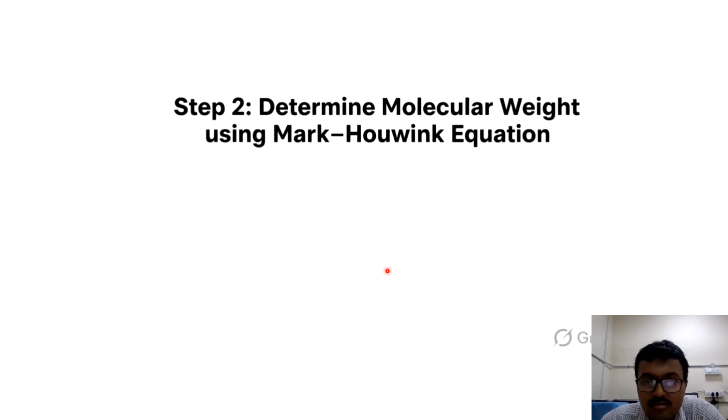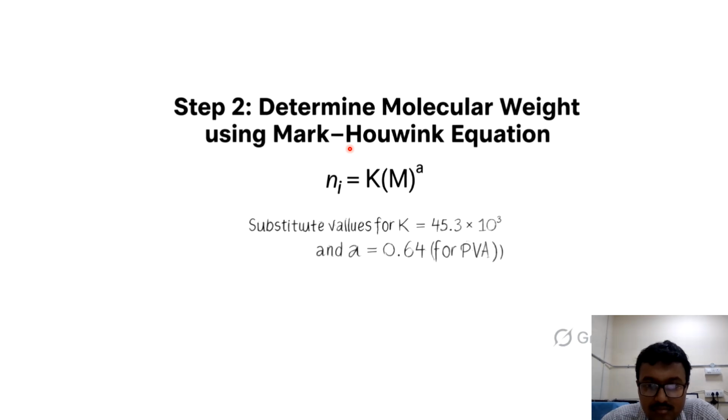Step 2. Determine molecular weight using the Mark-Houwink equation. We start with the relation: intrinsic viscosity equals K times molecular weight to the power of a. Substitute the values for K and a for PVA.